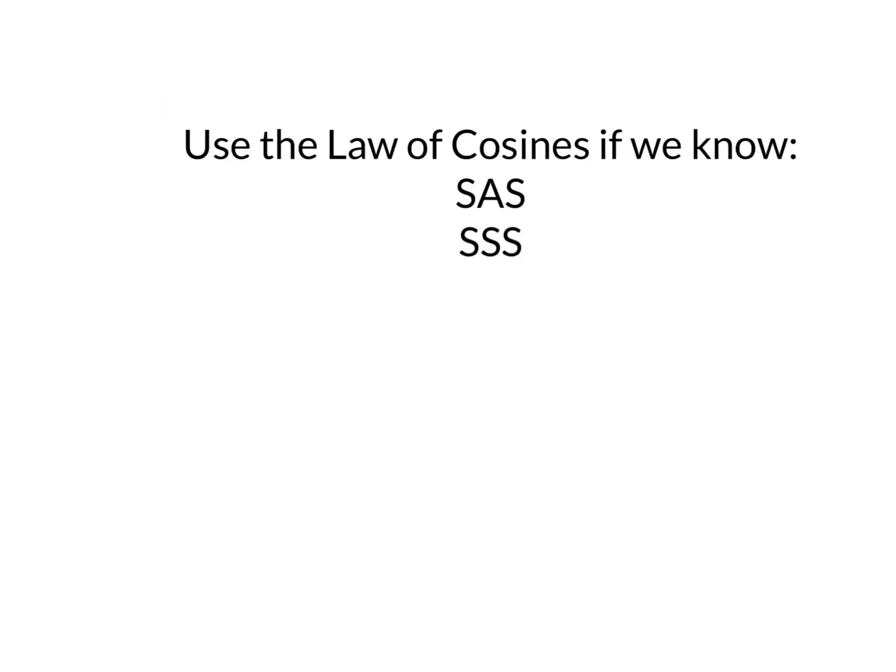Okay, so I'm going to show you an example here, and we'll get going. I'm going to show you two examples, actually. But before that, this is when we're going to use law of cosines: if we have SAS, side angle side, or we have side, side, side. And again, the easy way to remember it is you can't do law of sines. If you can't do law of sines, you got to do law of cosines.